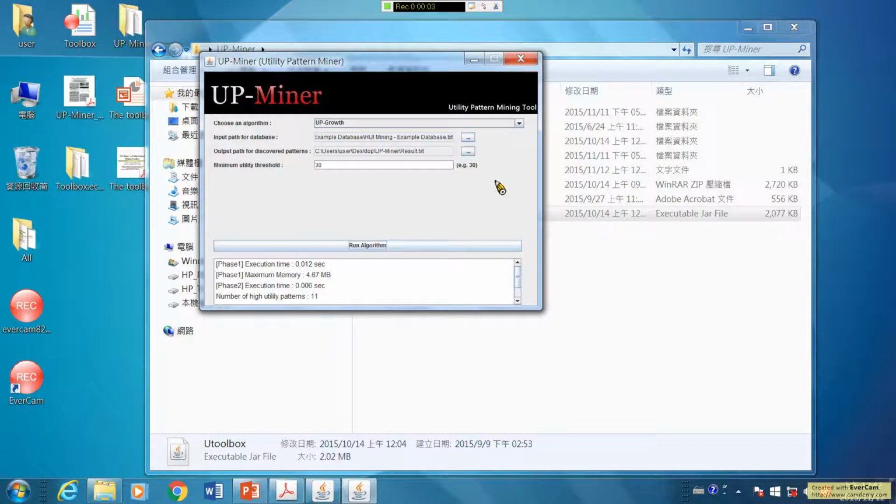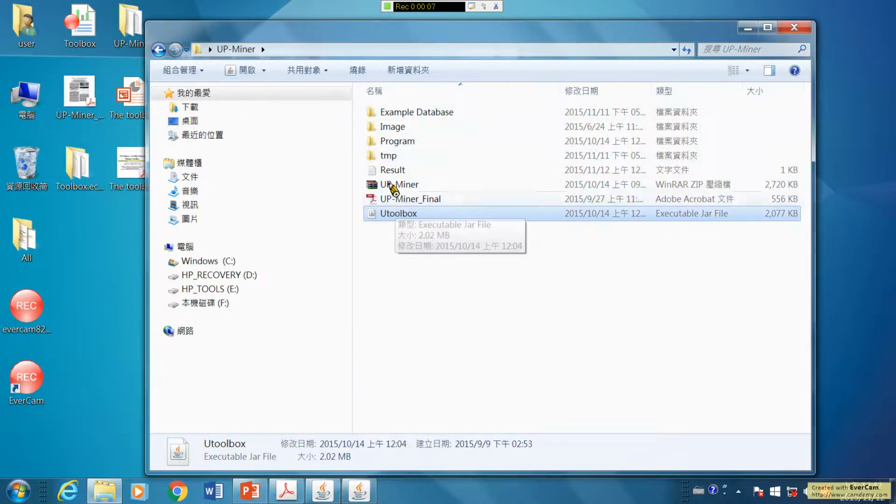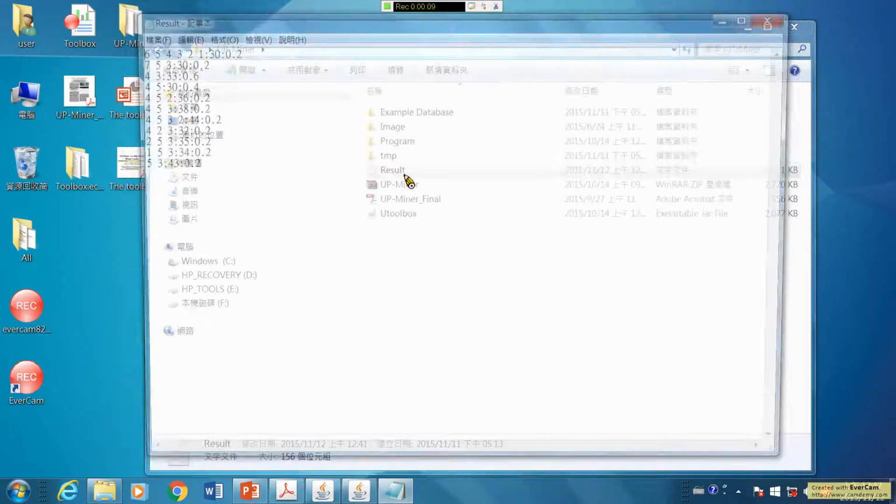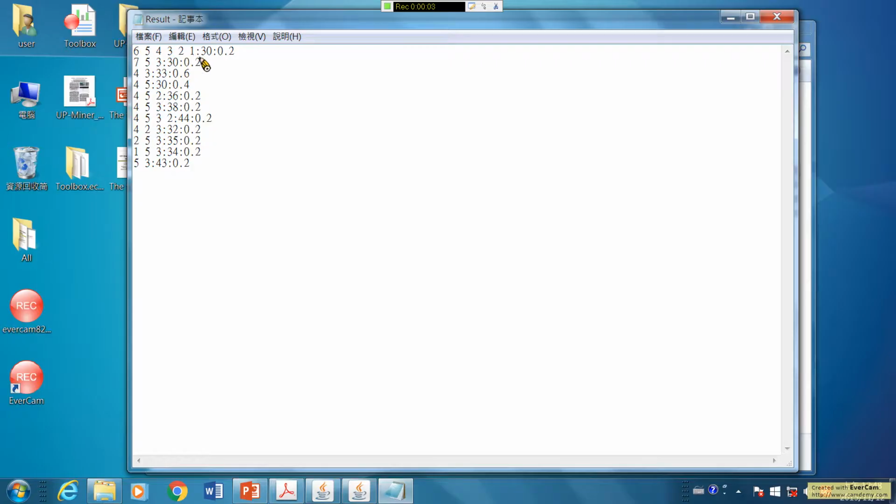Now we take a look at the output. Each record in the output file represents information of a discovered itemset. The first part represents the discovered itemset. The middle part represents its utility, while the third part represents its relative utility.